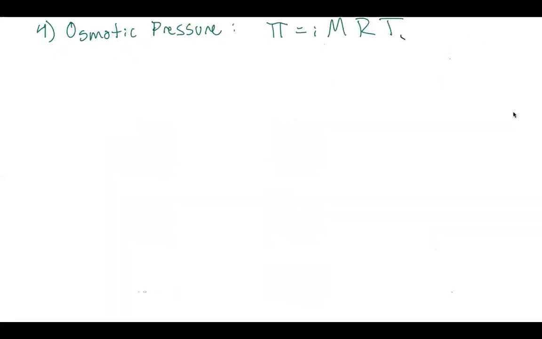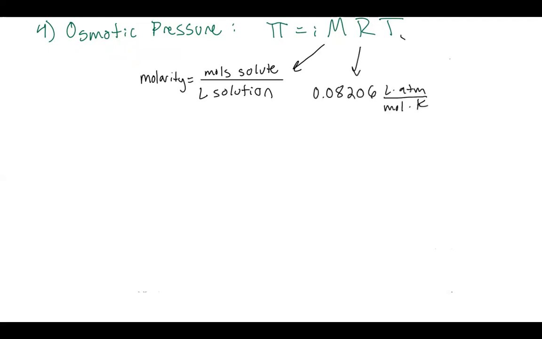Okay, osmotic pressure. Here is our equation. That M right there, it's not molality anymore. It's now molarity because it's capital. Molarity is moles of solute over liters of solution. Our R value is a constant, 0.08206, and then our temperature needs to be in Kelvin.